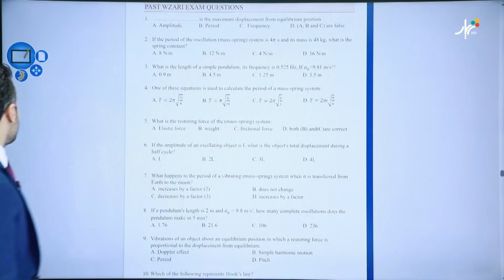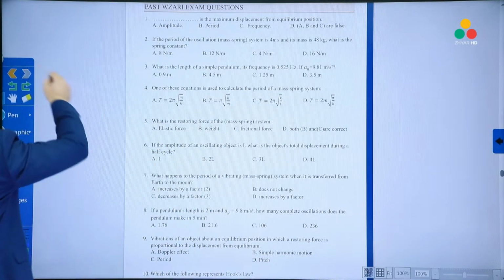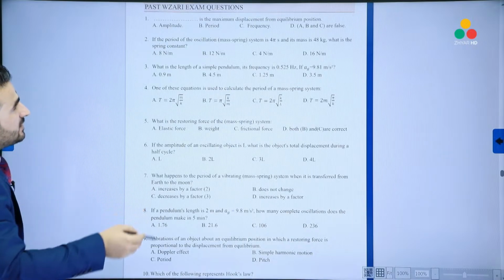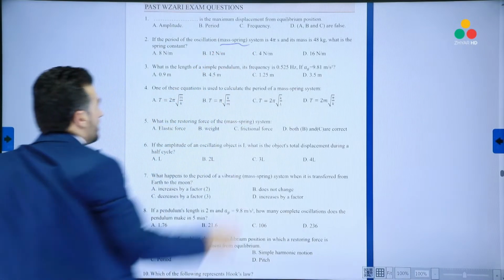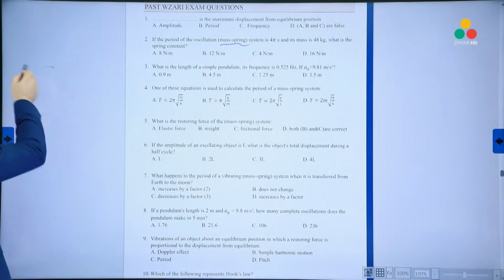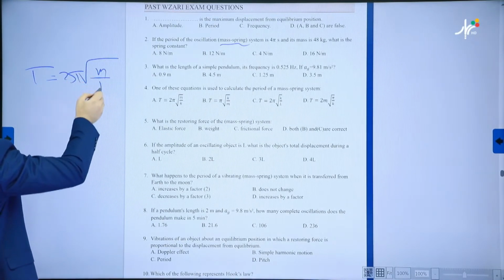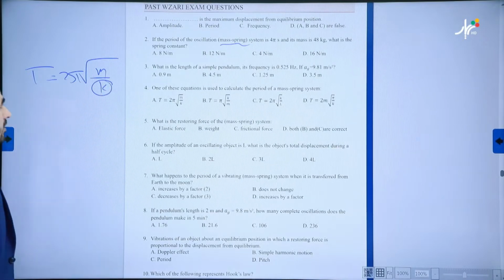Now I'll write the equation for you, but I'm not going to do it. Then I'll just give you a tip on how to solve this one. It is a mass spring system. Don't forget. So don't write the equation of the pendulum for me. So in this case, of course, the period equal to 2 pi the square root of mass over the k. We want the spring constant.